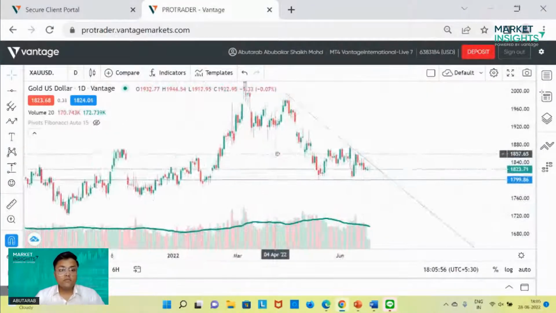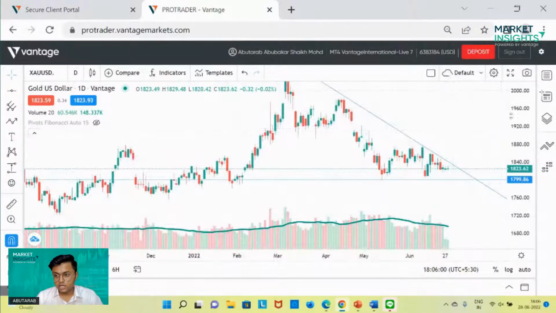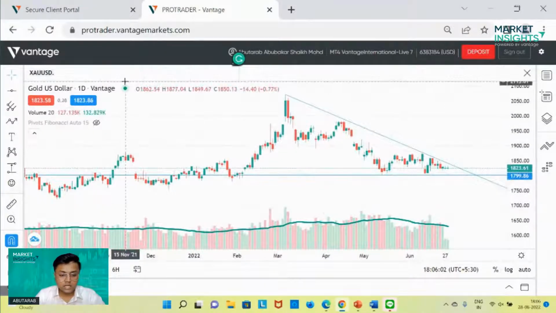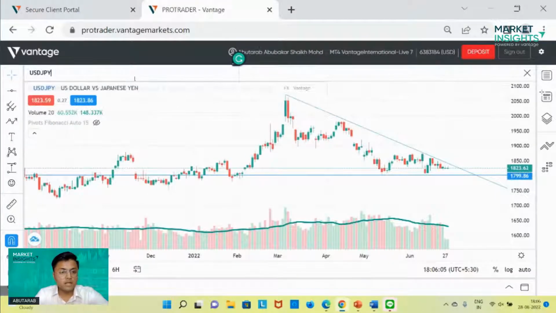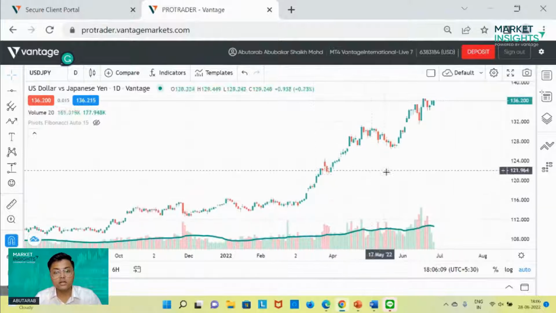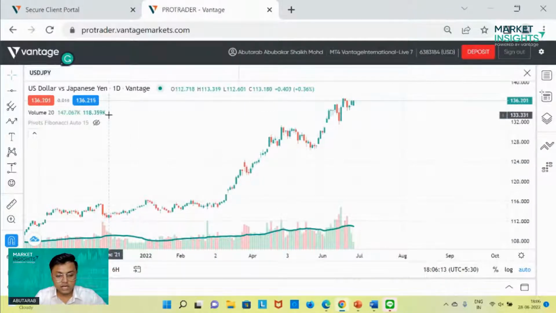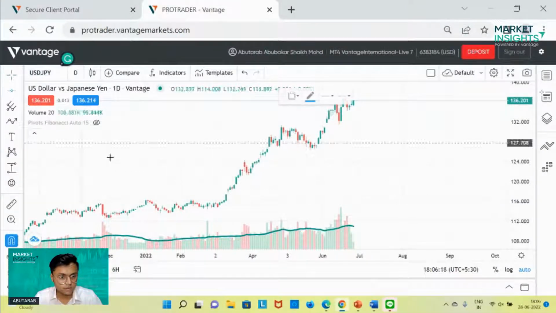So for the trend to reverse, there must be exceptionally crucial signs in order for the trend to end and reverse and do something else, right? So we have got USD JPY here. We can take another example. Okay, let's just take this one.